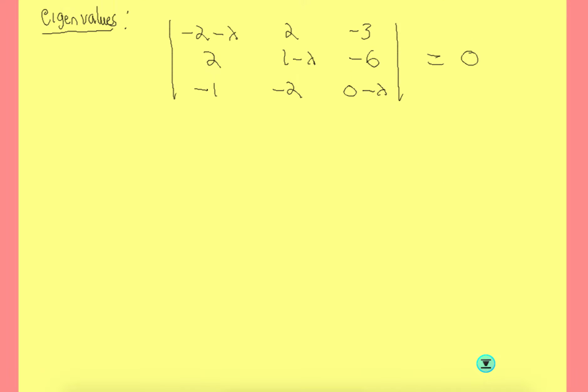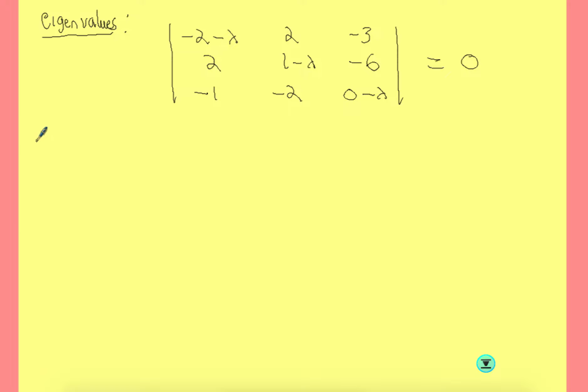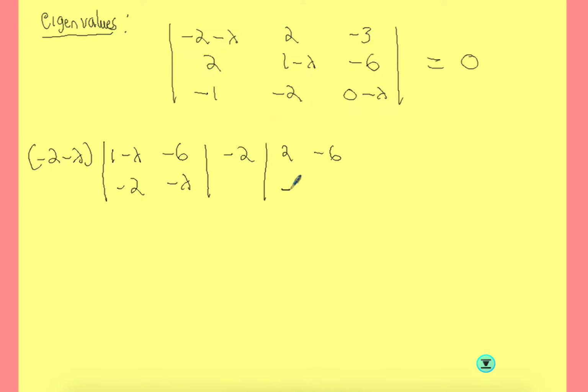Right, so let's expand across that top line then. So -2 take away lambda, 1 take away lambda, -6, -2, and that's negative lambda down the bottom. Take away 2 multiplied by 2, -6, -1, negative lambda, plus -3, so that's staying at take away 3 of 2, 1 take away lambda, -1, -2.